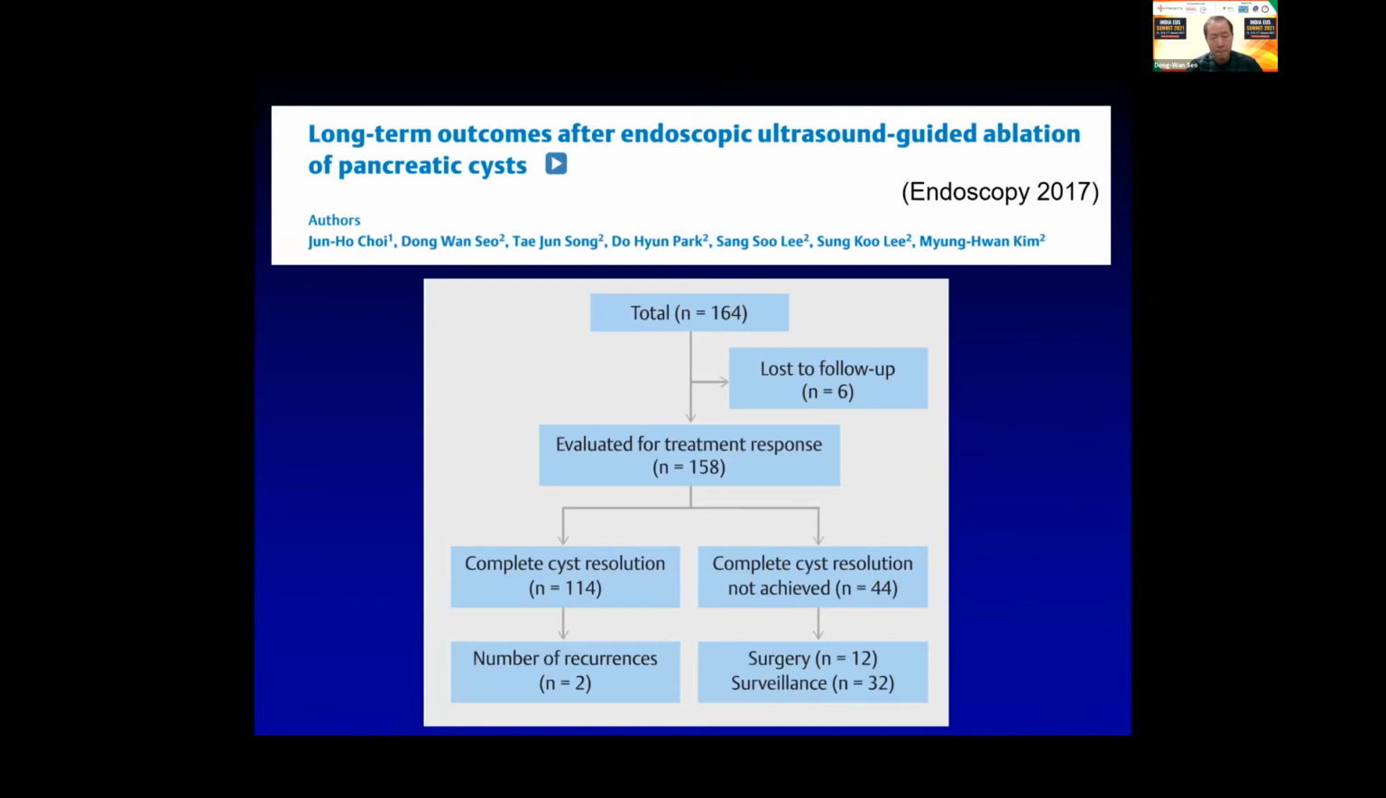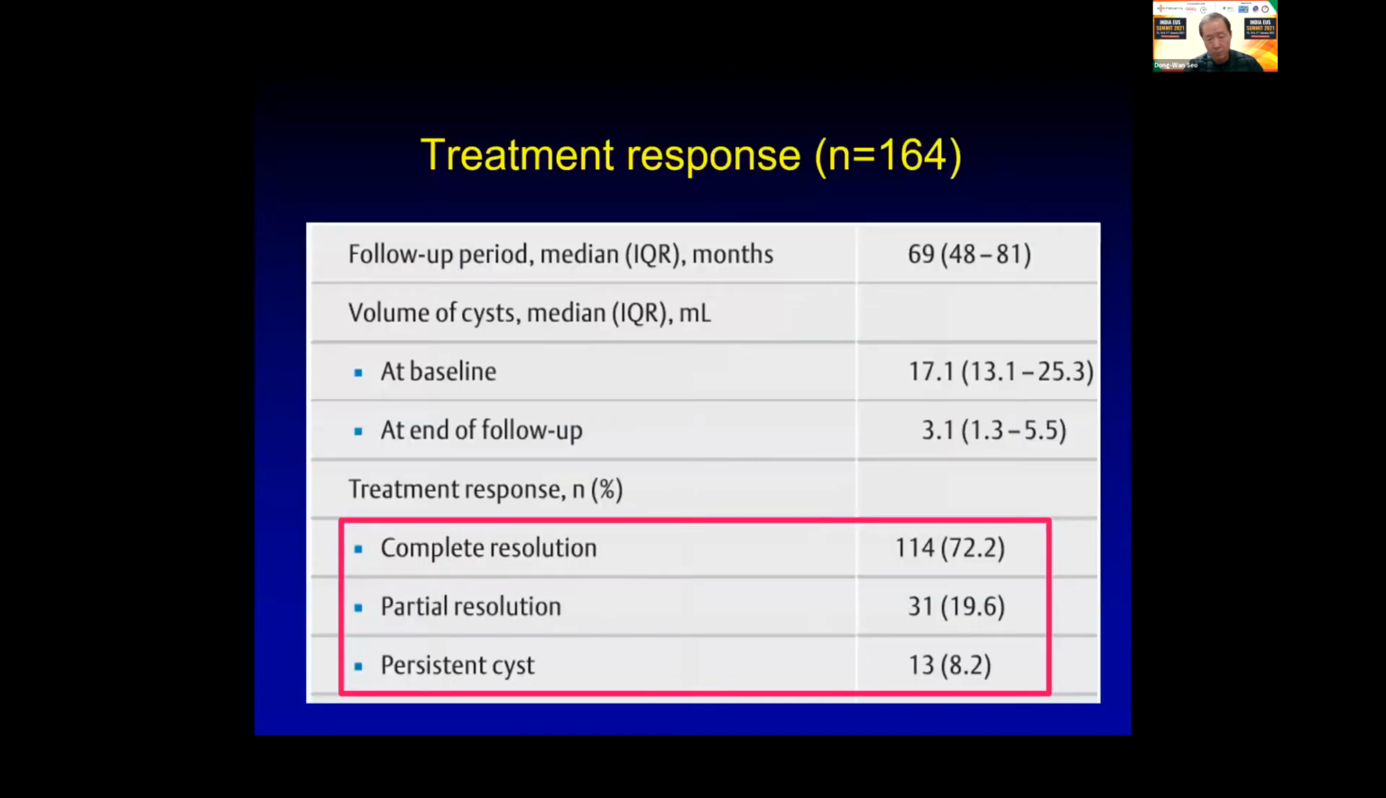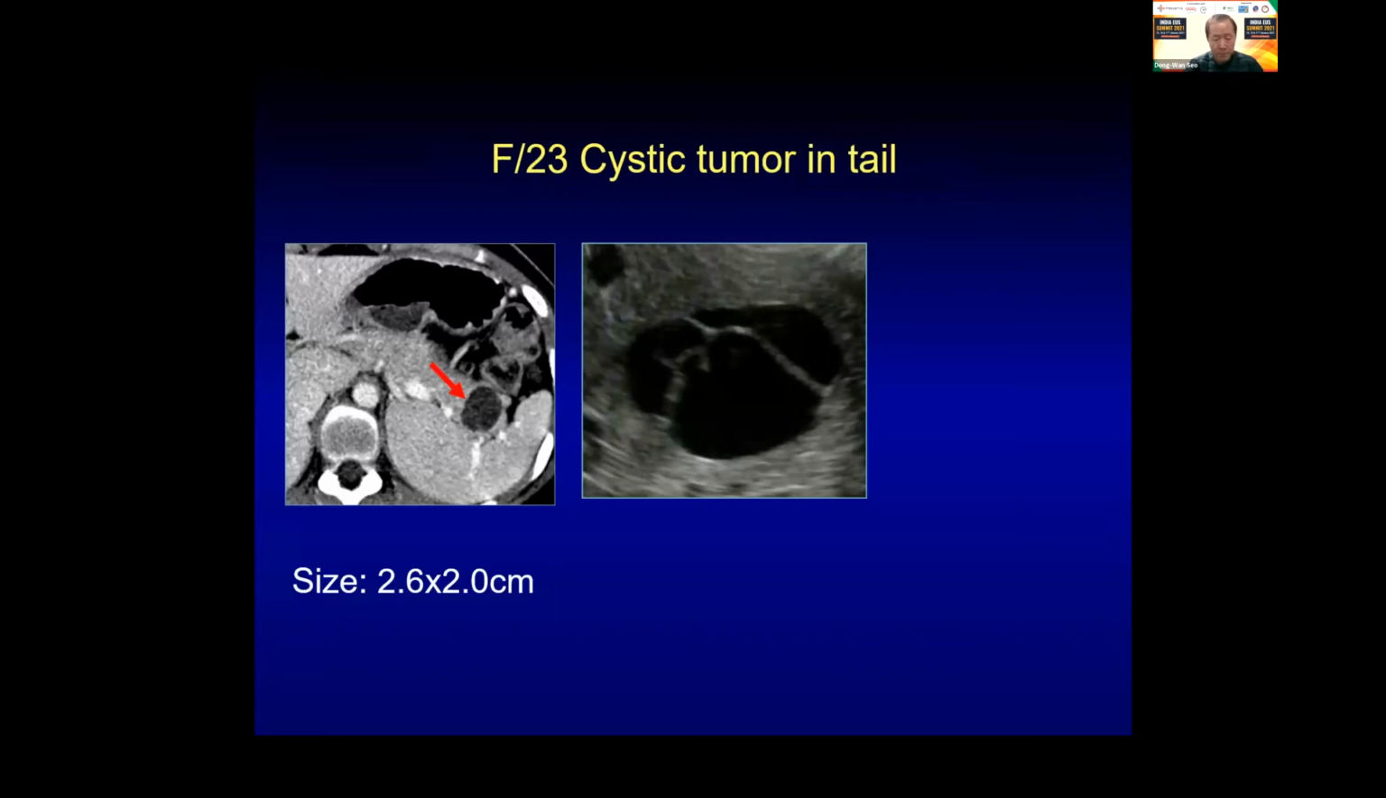We analyzed the long-term outcome after US-guided ethanol ablation of pancreatic cystic tumor and reported the results in Endoscopy 2017. We did ablation in 164 cases, but among them 6 patients were lost to follow-up. Follow-up was possible in 158 cases, and complete resolution was observed in 114 cases, and partial response or persistent cyst was observed in 44 cases. Not all cases show good response.